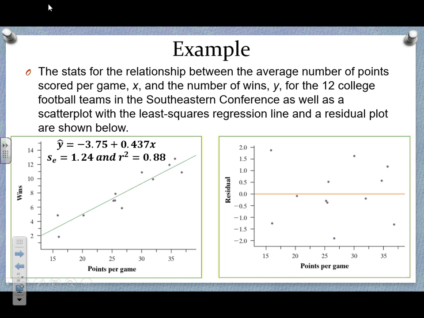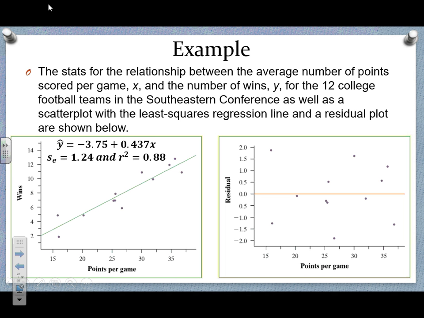So what they did is they gave us all the information as well as a scatter plot with a least squares regression line fitted to it, and then a residual plot as well. So here we have our scatter plot on the left. It's got a regression line fitted to it. On the right, we have a residual plot. So they calculated the residuals, put it into a plot, and we're looking at that. And then they tell us our regression line, they tell us our standard deviation for the residuals, they tell us our correlation squared. So we have everything we need as far as a regression analysis problem would be concerned.